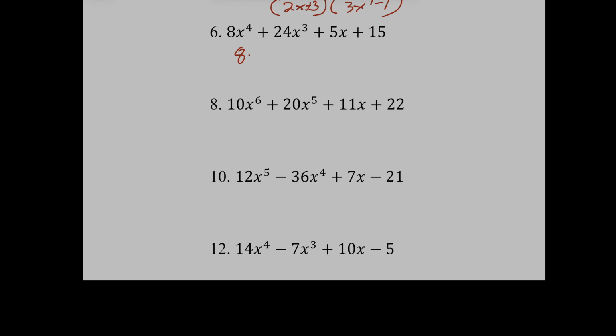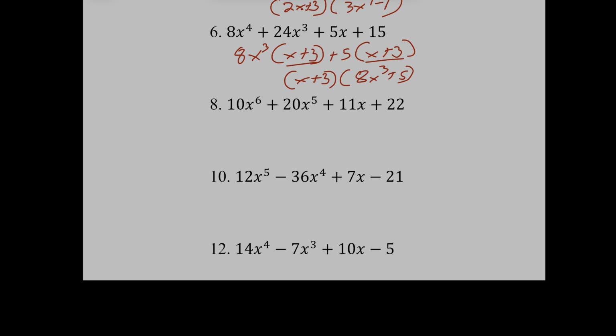Let's go to number 6 now. Okay, I can pull out an 8x cubed, which will leave me with an x plus 3. Here I can pull out a positive 5, which leaves me an x plus 3. Look, they're the same. That's cool. And what's left over here? 8x cubed plus 5. Love it.